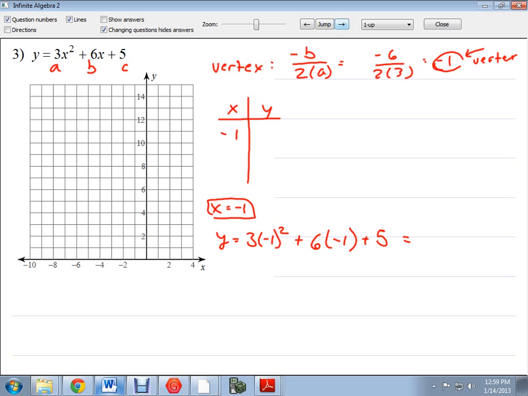What? Okay, you say 2, you say 14. I'm going to go with 2 on this one, because this is 1 times 3 is 3, minus 6 is negative 3, plus 5 is 2. So, you do see what you did wrong? Okay, good. So I put in negative 1, and I get out 2. I'm going to plot that point, negative 1, 2. This is my vertex right here.